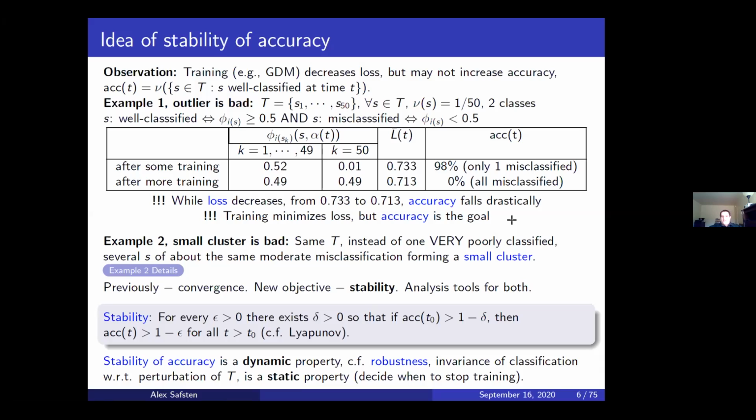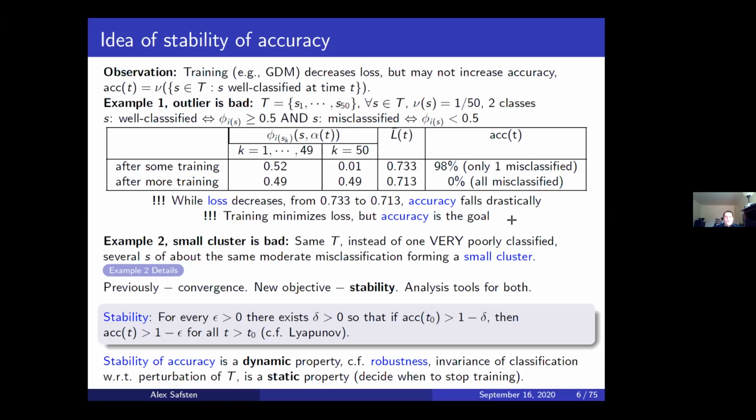Now, of course, this example, which is constructed artificially, is a bit extreme. But as a more realistic example, instead of one very poorly classified object, we could see several objects that are misclassified moderately, and they have about the same moderate misclassification.